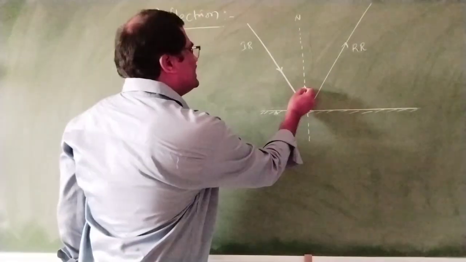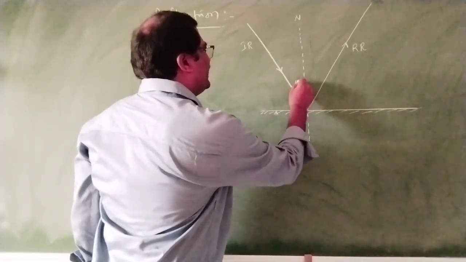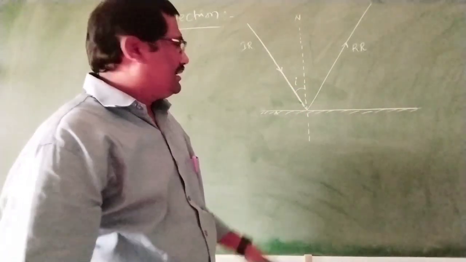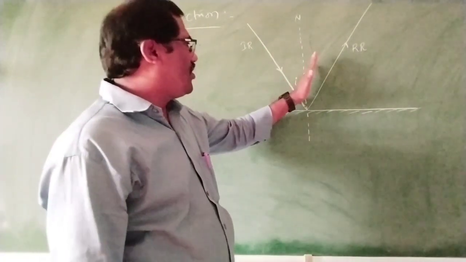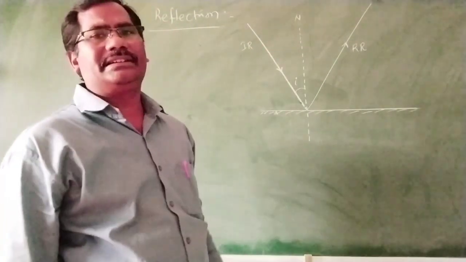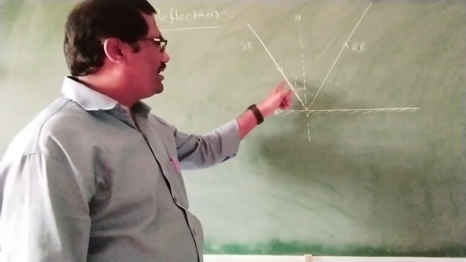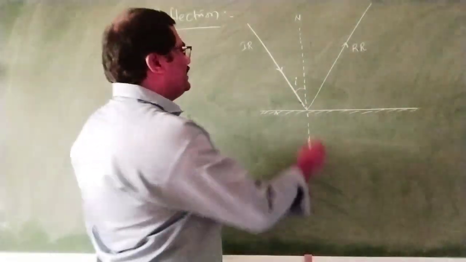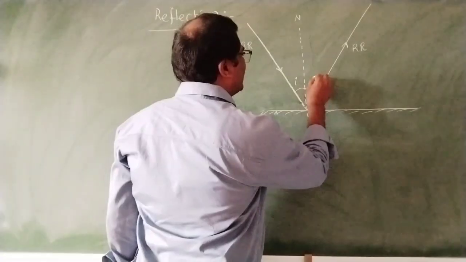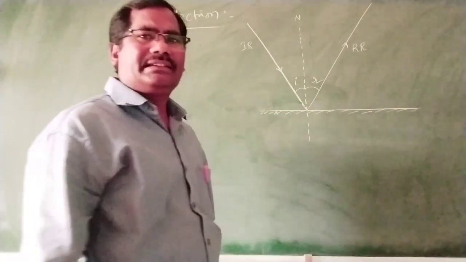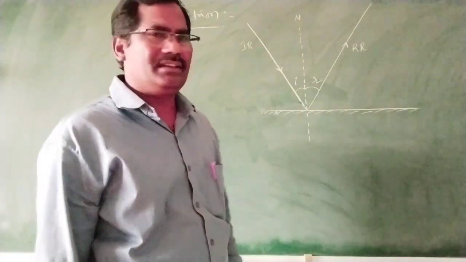This is the angle of incidence. How to define the angle of incidence? The angle made by the normal with the incident ray is known as the angle of incidence. The angle between the normal and the reflected ray is known as the angle of reflection.